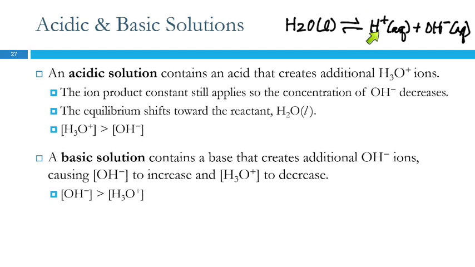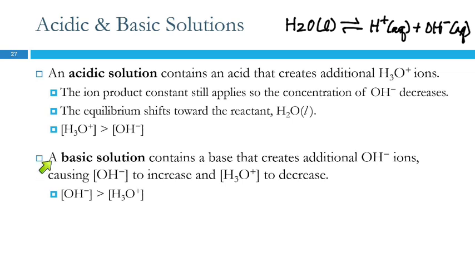So you add something like HCl, which is going to put extra hydrogen ions into the solution, or hydronium ions, they're the same thing. It shifts this way. What does that do to the hydroxide ion concentration? It goes down. So the hydroxide ion concentration decreases, and the H plus concentration is increased because you added acid to it. Equilibrium shifts towards the reactant. So we have hydronium ion concentration greater than hydroxide ion concentration. That is an acidic solution.